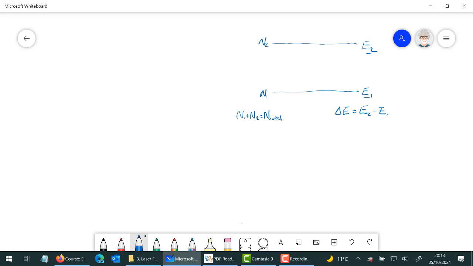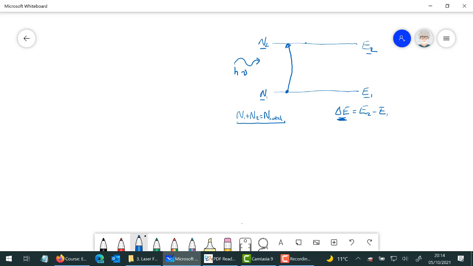The number of atoms in level 1 is N1. Number of atoms in level 2 is N2. And so the energy gap is just the difference between these two energies. And we're going to say that there are only two energy levels, so that if we add together N1 and N2, we get the total number of atoms within that assembly. So we've already seen that we can have light coming in, and if the energy that light carries is equal to the energy gap, then an atom can be promoted, or it can make the transition from level 1 up into level 2.